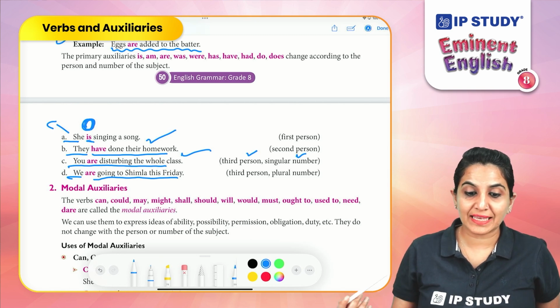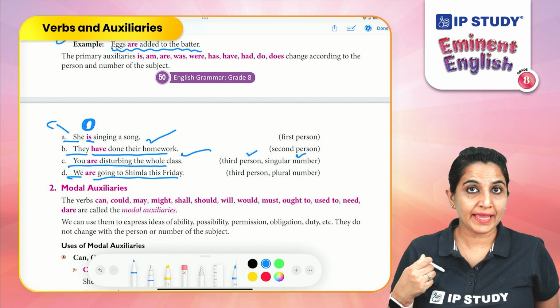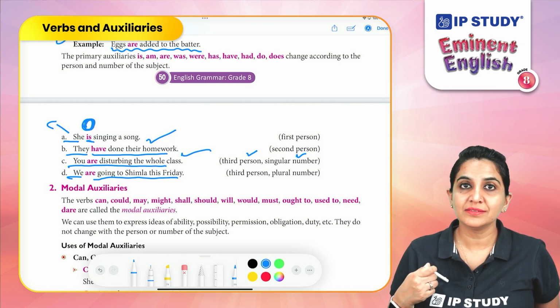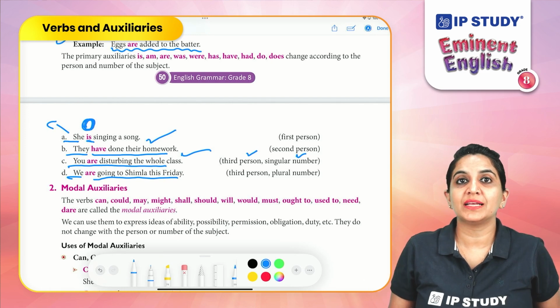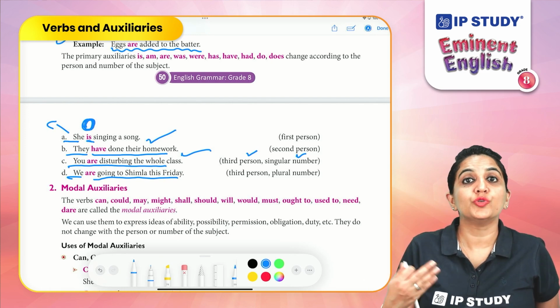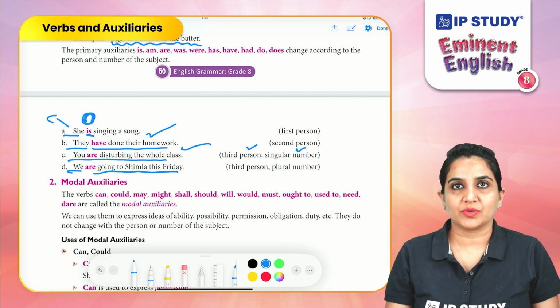So, she is singing a song. If I would have used it for the first person, that is I, that means I am singing a song. She is singing a song. If it becomes plural, they are singing a song or you are singing a song. Now we will study modal auxiliaries.